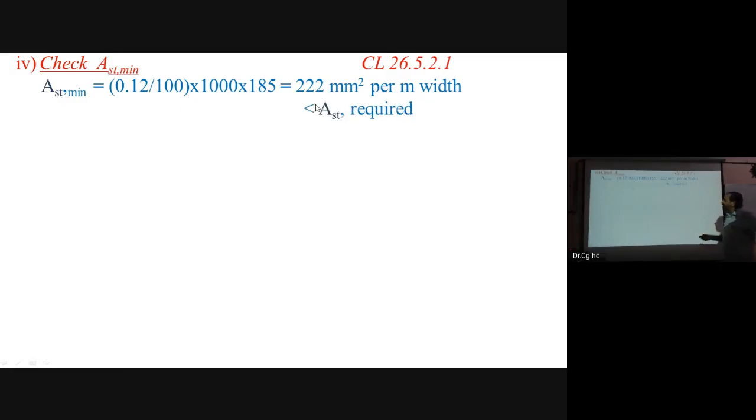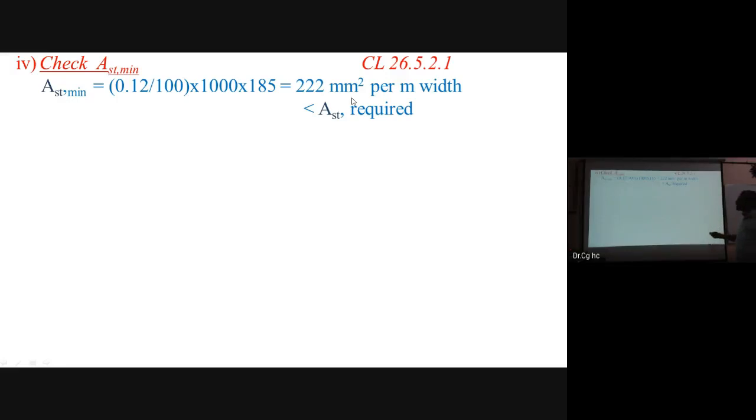Since we have assumed 10 mm diameter, according to the guidelines, codal provisions, it should be 0.12%. 0.12% must be there. 0.12% multiplied by BD, isn't it? B is 1000 millimeter and depth is 185 millimeter. This is 1000 millimeter into 185 millimeter. Therefore, the minimum steel required is 0.12%, that is 222 millimeter square per meter width, isn't it?